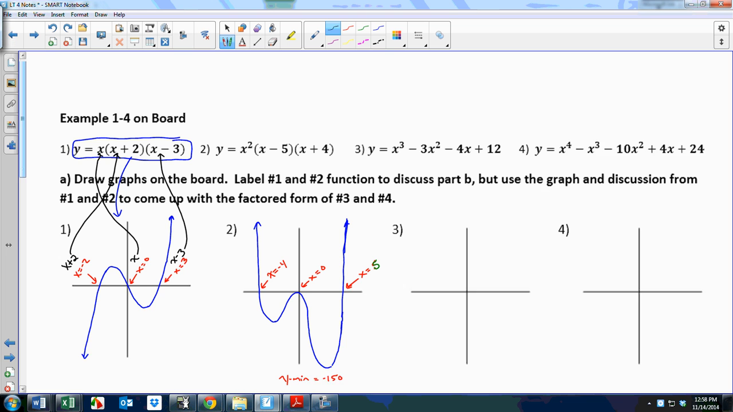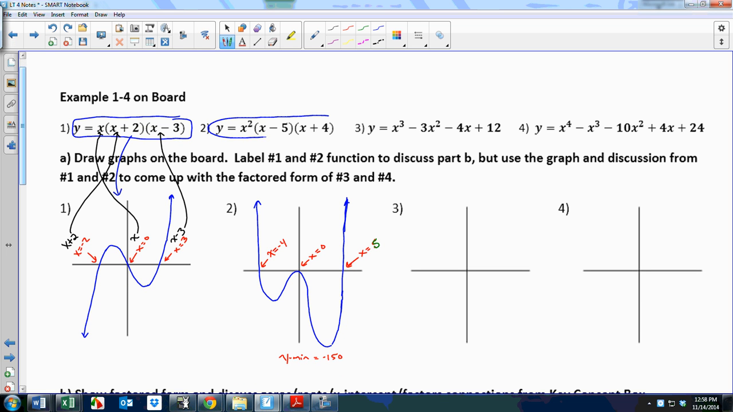All right, so now let's make another connection, number 2. X equals -4 would have been the factor x plus 4. X equals 0 is the factor x, and x equals 5 is the factor x minus 5. But there's something different about that one. Oh, there you go. One of them is squared. Exactly. That's what I was hoping you'd see. The x equals 0 intercept doesn't go through the x-axis. It touches it and turns around.